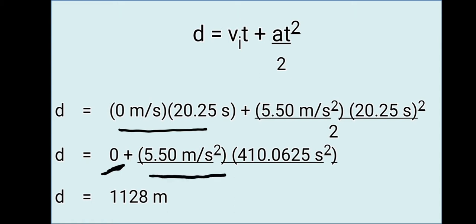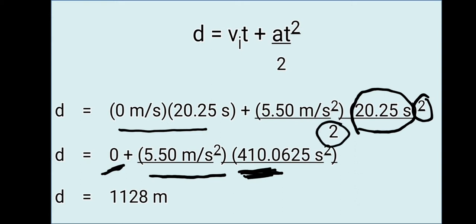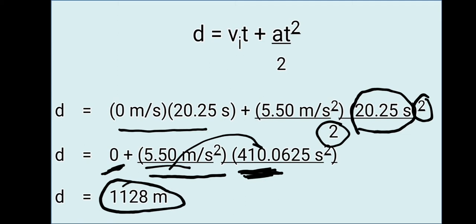Then 5.50 meters per second squared times 410. Where did this 410 come from? It came from this 20.25 seconds times 20.25 seconds because it has a square of 2. So the answer is 410.0625 seconds squared, and then divided by 2. Then it is multiplied here, so you multiply by 5.50 and then divide by 2. The answer is 1,128 meters.